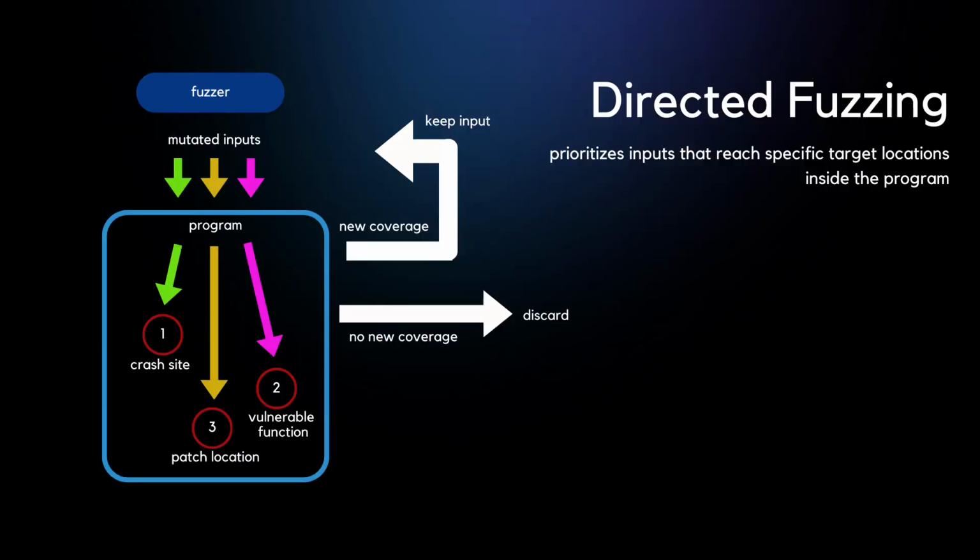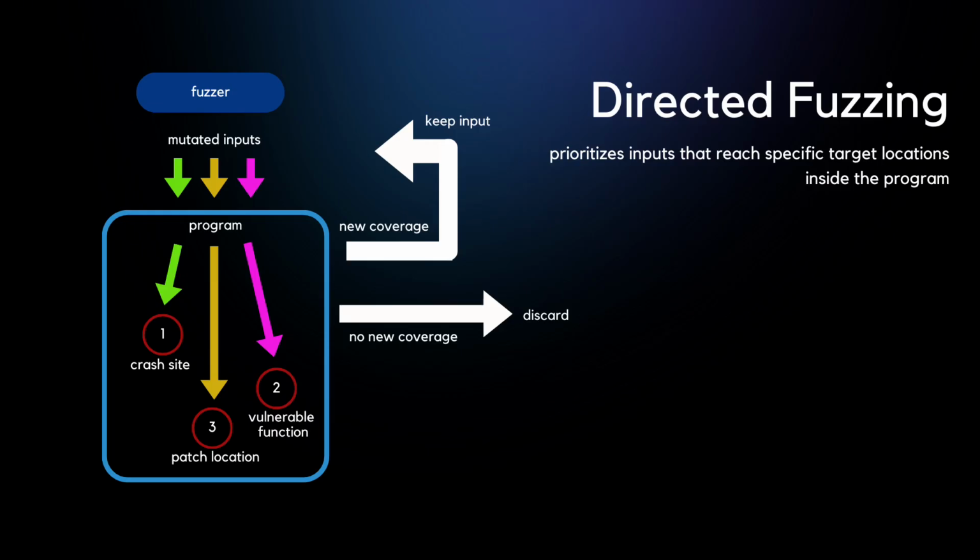Directed fuzzing is designed for a different scenario. Instead of simply exploring as many paths as possible, directed fuzzing focuses on reaching specific target locations in the program. These targets might include a known crash site, a vulnerable function, or a patch location in some newly fixed code.